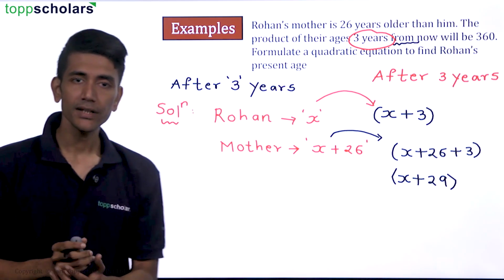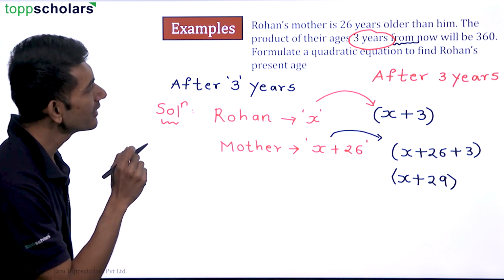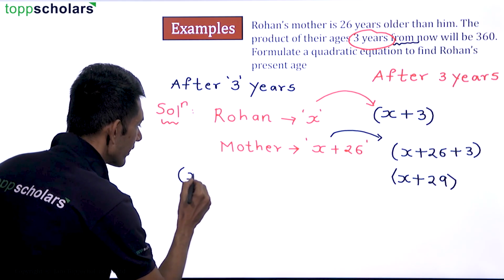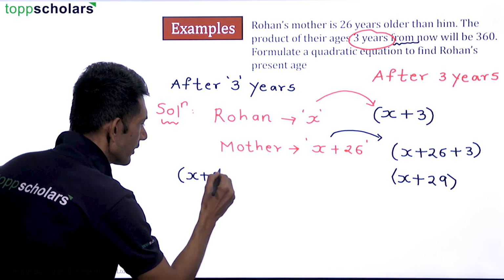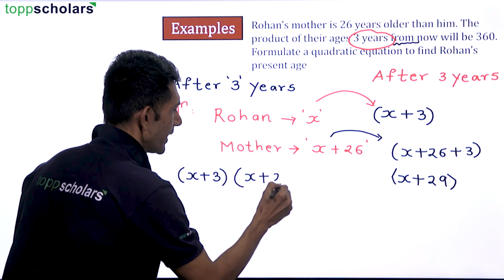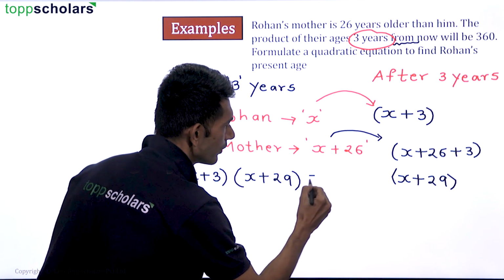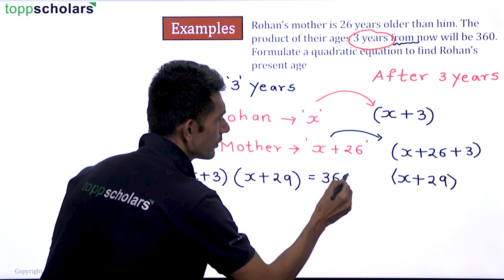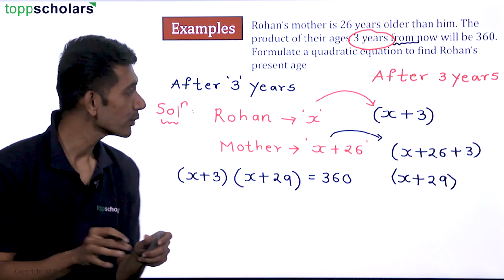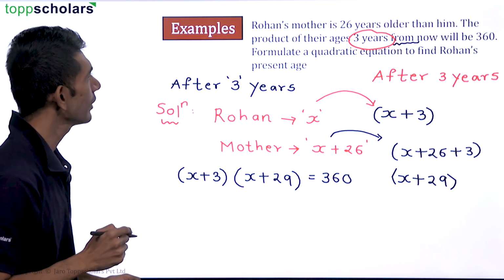The product of their ages, product means what? Multiplication. So multiplication of their ages is 360. So can I say according to the given condition, I'll get x plus 3, right, multiplied by x plus 29 is equal to 360, right? This is the equation as of now we are going to get, but we need to solve this. We need to use the distributive property, solve it further, right? So let us do that.